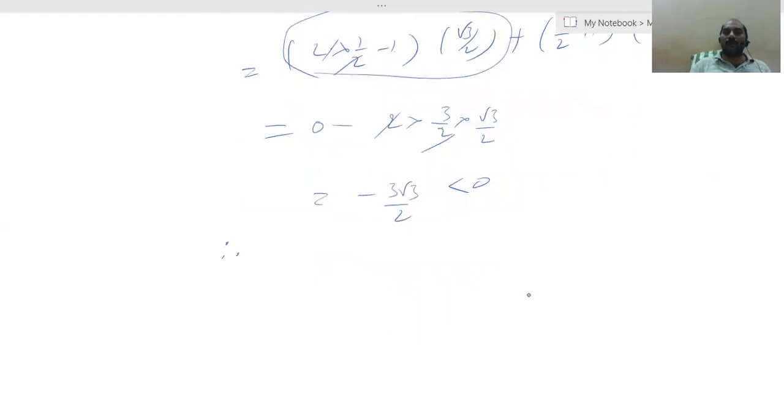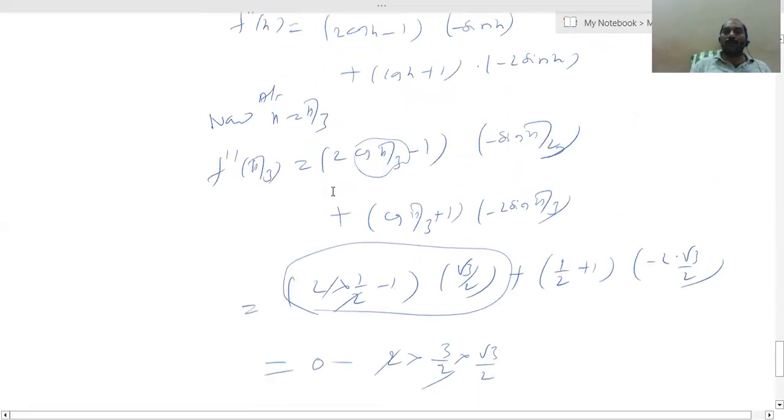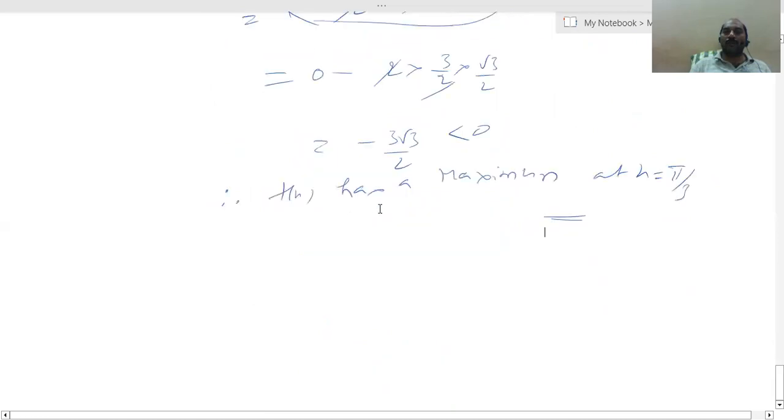Therefore, the given function f of x has a maximum at x equal to pi by 3. No need to verify at pi. If you have any special interest, we can also verify at pi.